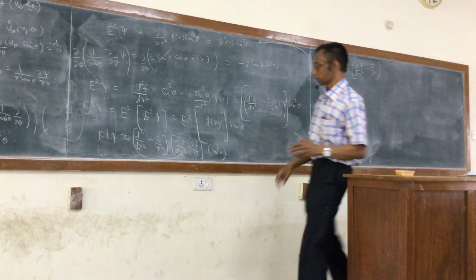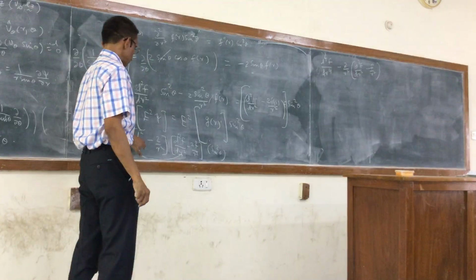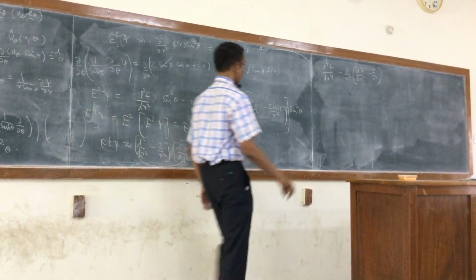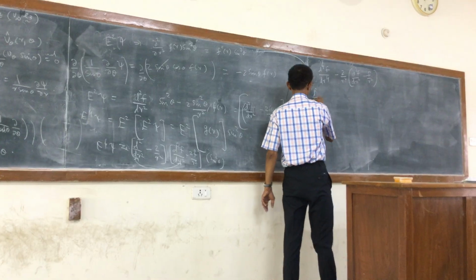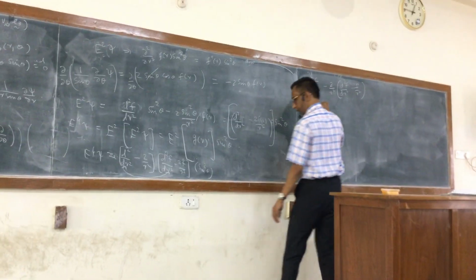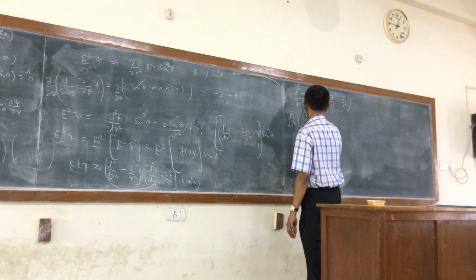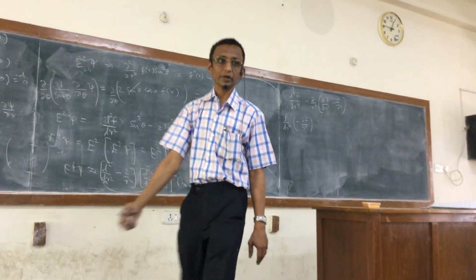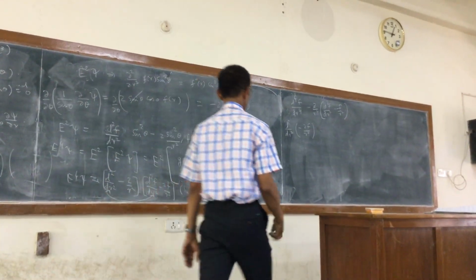But the real work will come at the d squared by dr squared acting on minus 2f by r squared. I have to find that out. d squared by dr squared acting on minus 2f by r squared. What is this? I have to work it out. So let's do that.